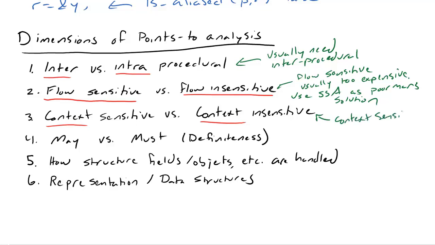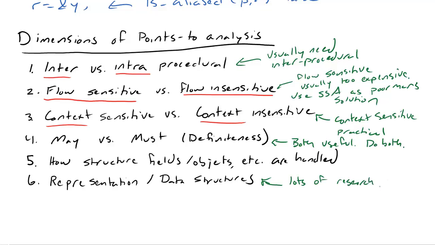Third, context-sensitive analysis tends to be more practical in the research. Fourth, really you're going to want both a may and a must analysis. For example, in liveness analysis, you're going to probably be using a may and a must to decide gen and kill sets. So computing both makes a lot of sense. For 5 and 6, there's lots of research. For example, when we look at representation and data structures, we see a lot of research focusing on using BDDs, for example.